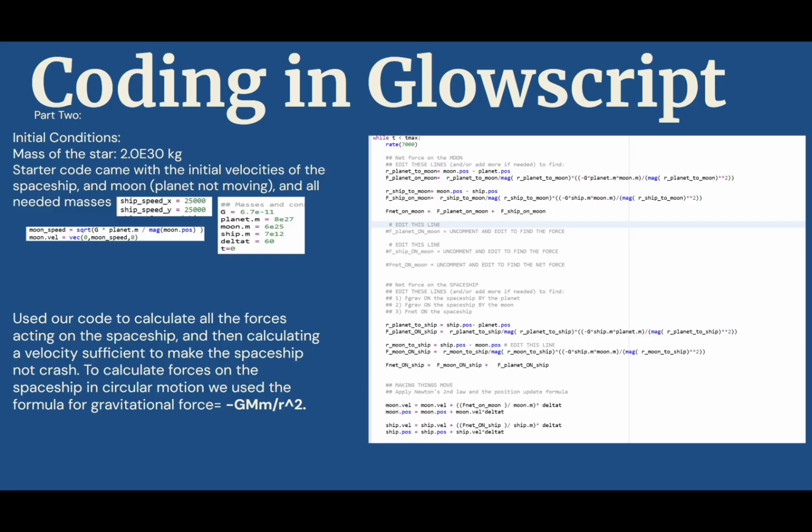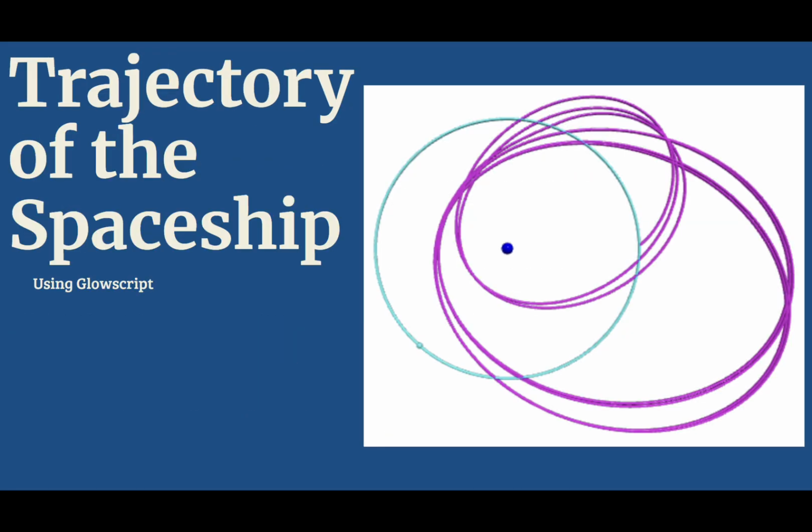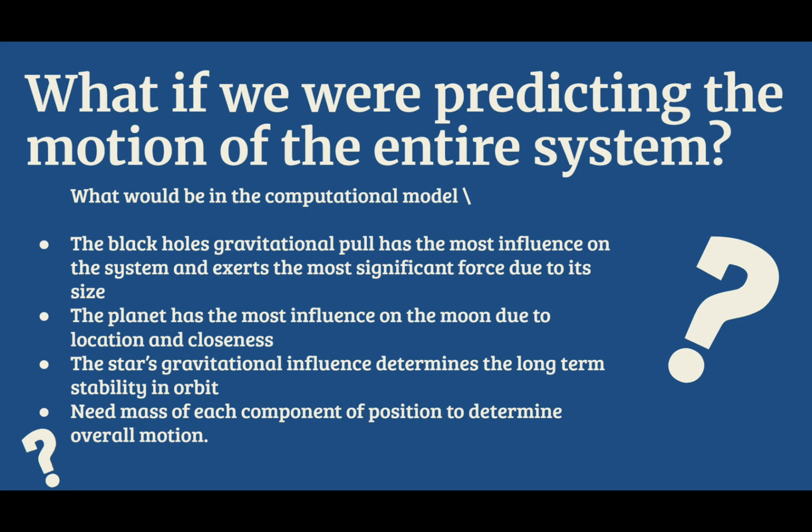To calculate the forces on the spaceship in circular motion, we use the formula for gravitational force equals negative GMm over r squared. I've also provided a screenshot of the entire code for this section in order to calculate all the forces acting on the spaceship to give us that figure 8 orbit. Although we didn't completely find a figure 8 orbit, we did find an orbit in two separate circles that prevented our spaceship from crashing.